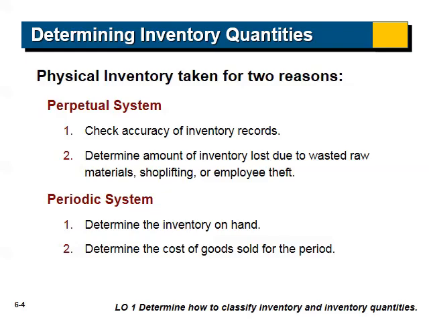In terms of determining quantities, we talked about in chapter 5 the difference between a perpetual system and a periodic system. In the perpetual system, remember, that's the one that you update constantly every time you have a purchase or a sale. But we need to take what's called a physical inventory. A physical inventory is a count, actually going out into your warehouse or wherever your inventory is and counting it. And we do that to make sure we have accurate counts for the perpetual system. But remember, in the periodic system, we don't keep track of inventory on a day-to-day basis, so we have to count it to figure out how much inventory is on hand.